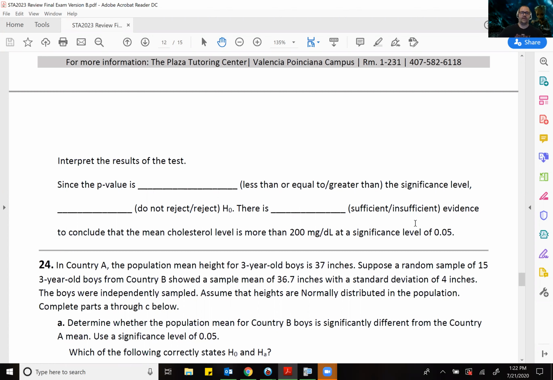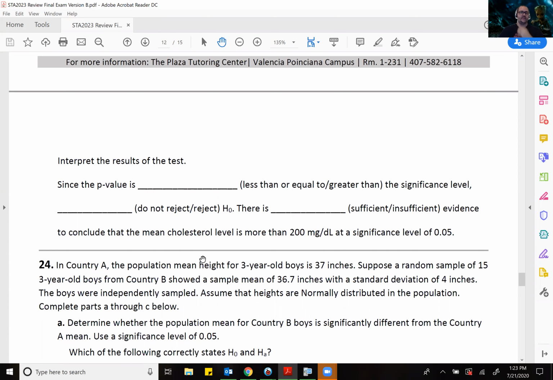Evidence to conclude that the mean cholesterol is more than. Okay? So there's number 23. Greater than, do not reject, insufficient. Okay, number 24. Again, I already told you this is 9.4.